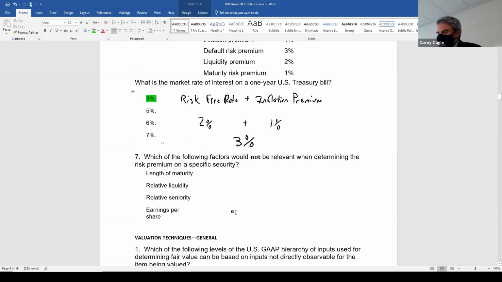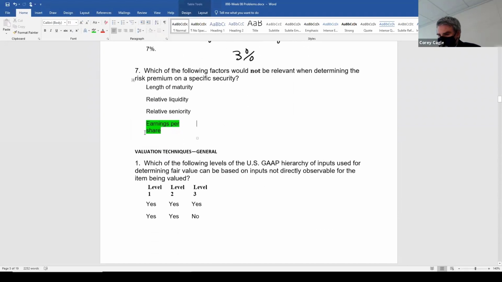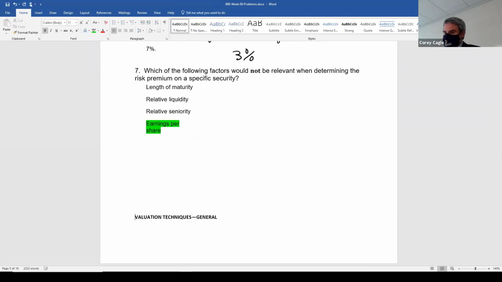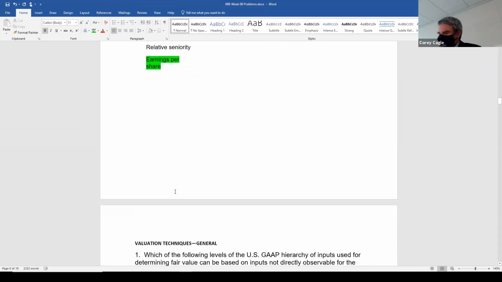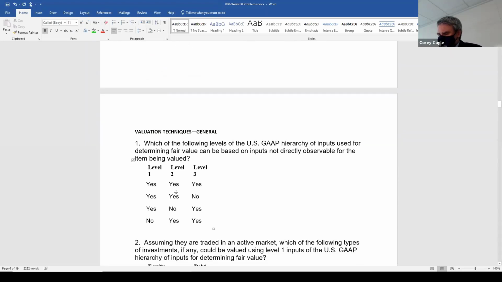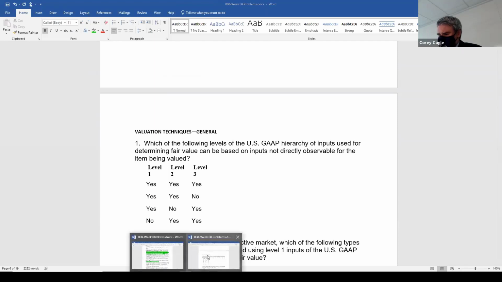Which of the following factors would not be relevant in determining a risk premium on a security? Earnings per share has nothing to do really. That's a profitability measure, right? Weird question too, honestly, though. All right, so just really basic definitions, easy calculations on that one. Kind of nothing to it.